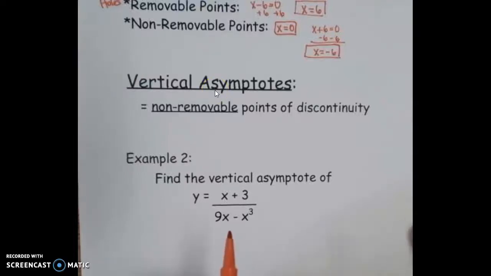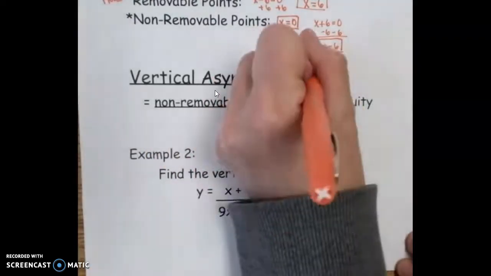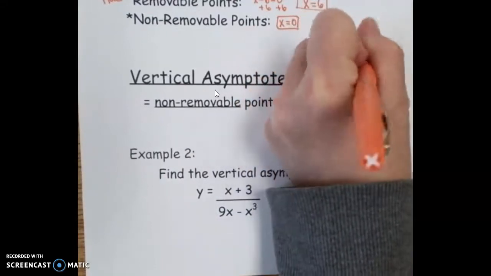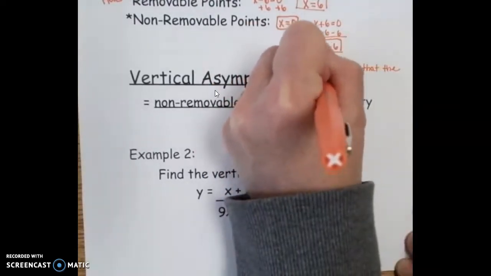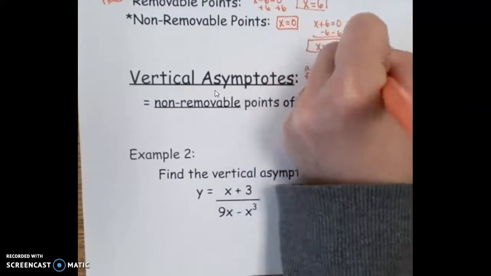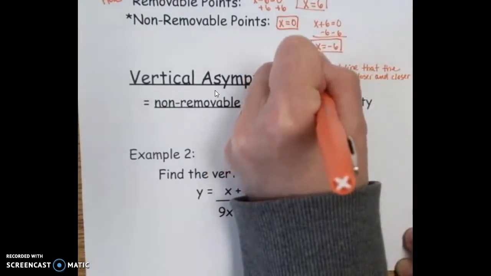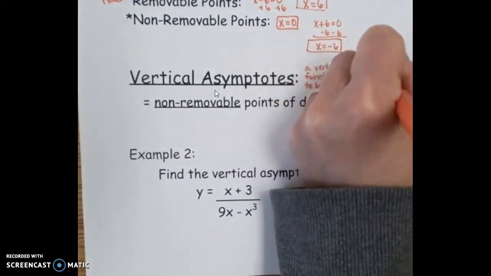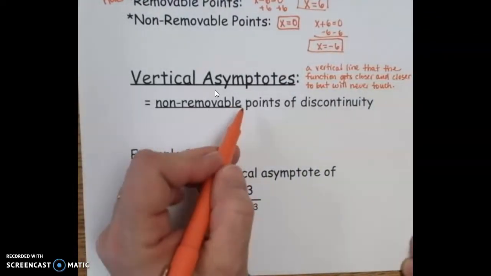Okay, we're back and we're going to start now talking a little more in detail about vertical asymptotes. So a vertical asymptote is a vertical line that the function gets closer and closer to but will never touch. And if you remember from the prior video, that's our non-removable points.